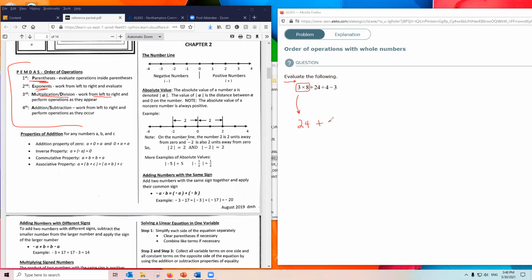I'm just going to write the rest of this expression down. All right, I'm going to keep going. I still have to look for any multiplications or divisions going from left to right. Well, if I do that, I'm seeing this division. I'm going to work on that next. 24 divided by 4 is 6. All right, now I'm left with addition and subtractions. It says here, work from left to right. So I'm going in this direction. I see the addition first. 24 plus 6 is 30. And finally, I'll do the subtraction last. I get 27.